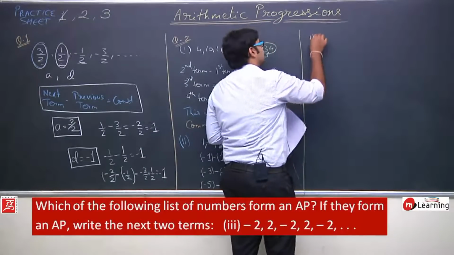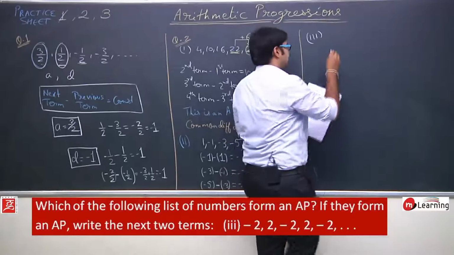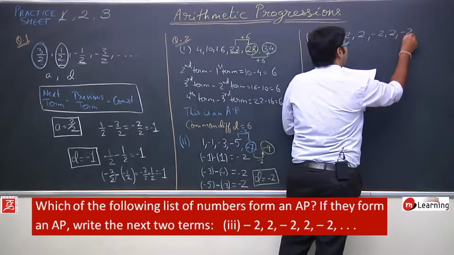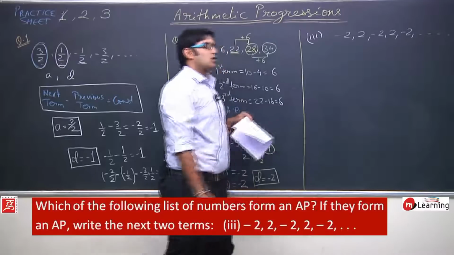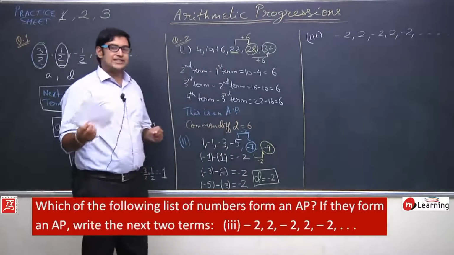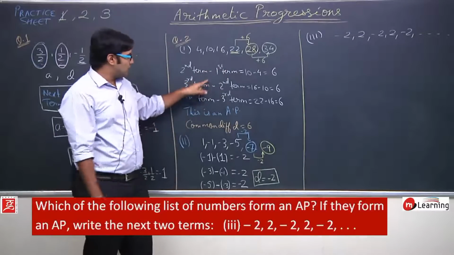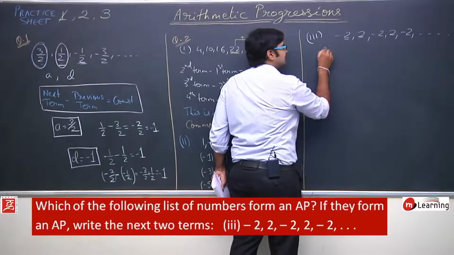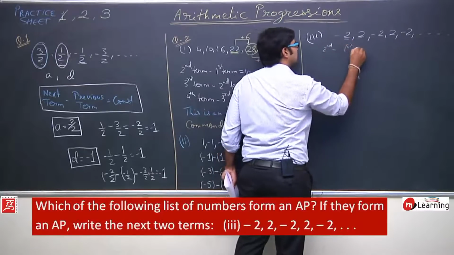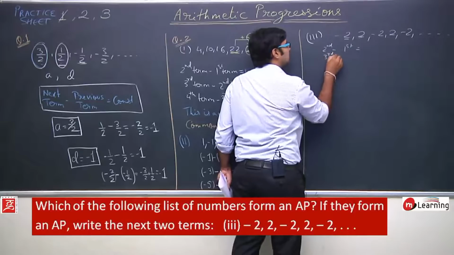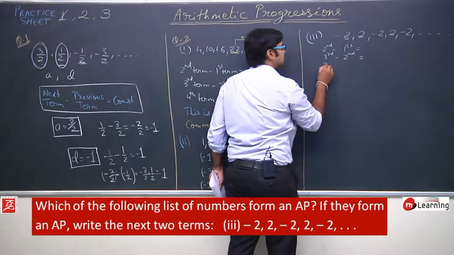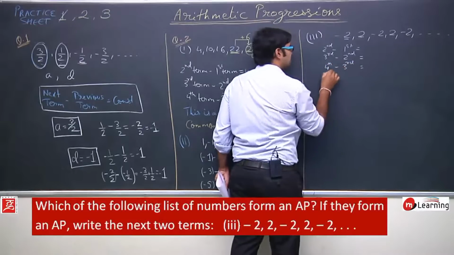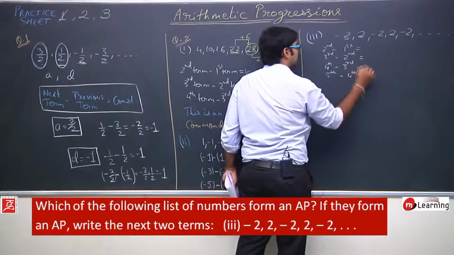The third part of question number 2, the series is given as -2, 2, -2, 2, -2 and so on. Now here also, how will I check whether this is an AP or not? I will follow the same procedure. So here also I will write second term minus first term, then third term minus second term, then fourth term minus third term, then fifth term minus fourth term.